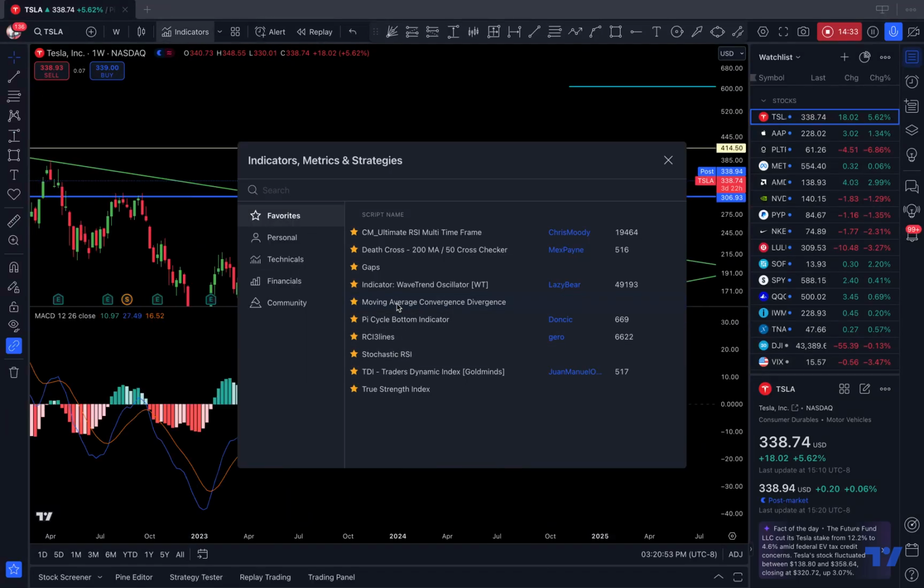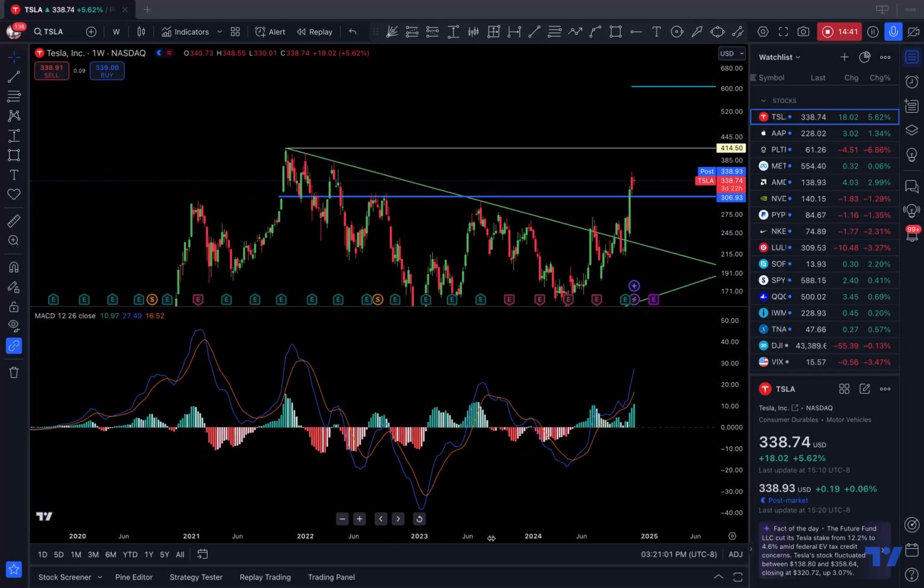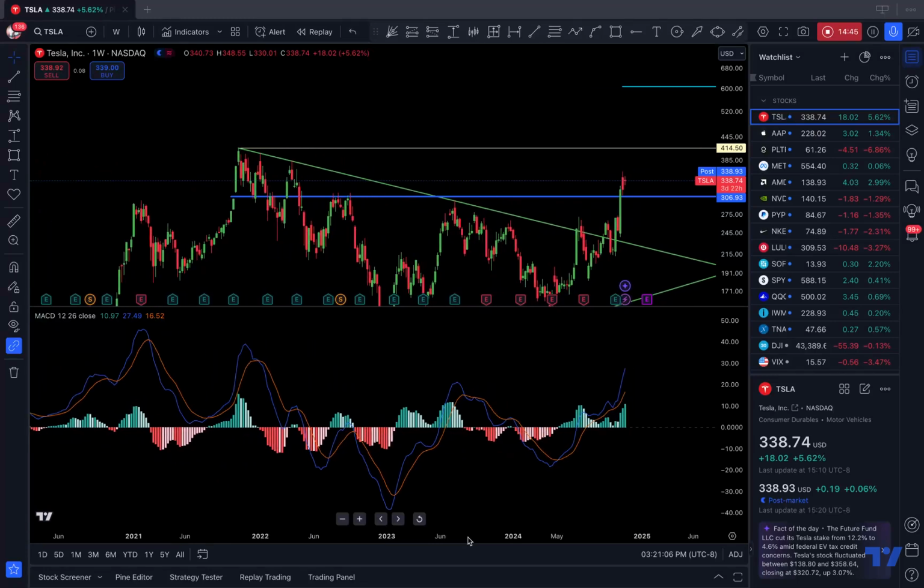Number 5, the MACD, the moving average convergence divergence indicator. It's a mouthful. And on a weekly chart, it essentially tells you, hey, where's the buying momentum? Where's the selling momentum, right? It should be pretty obvious from here. Green is bullish, red, bearish.